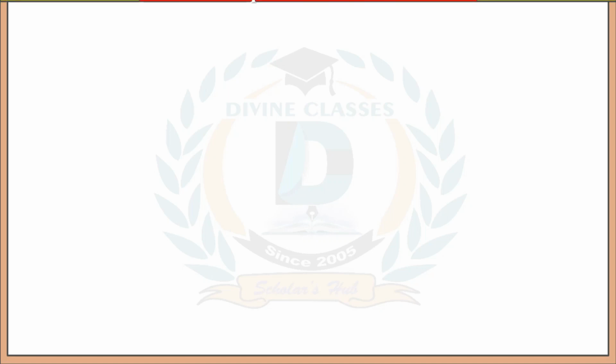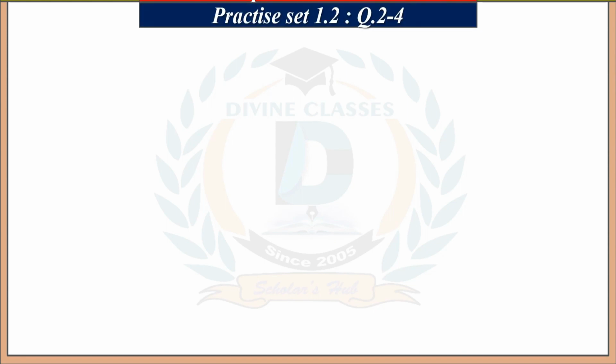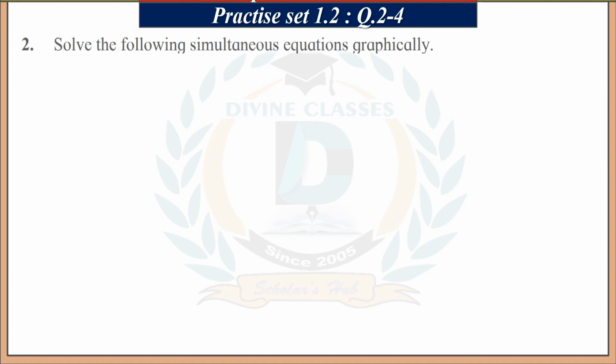Ninth Algebra, Chapter 1, Linear Equations in Two Variables. Practice Set 1.2, Main Question 2, Sub Question 4. Solve the following simultaneous equations graphically. The first equation is 3x minus y is equal to 2, and the second equation is 2x minus y is equal to 3. Let's start with the first equation, that is 3x minus y is equal to 2.